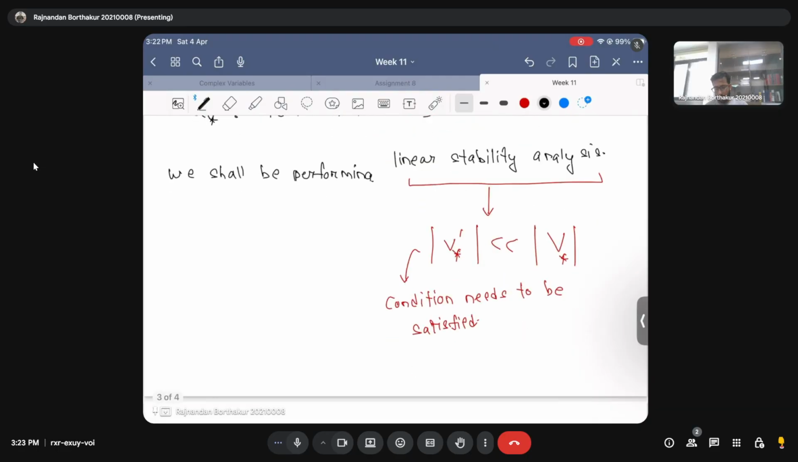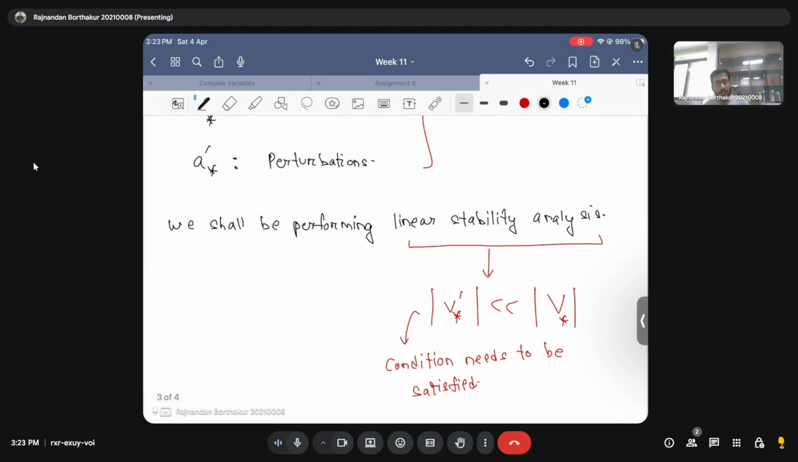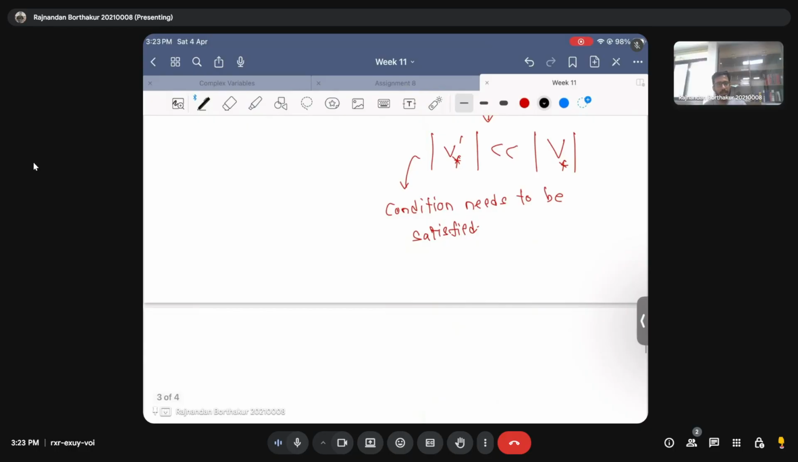Okay, so two things we have learned. First is the notation, that given a base flow, how we'll denote the base variable, the total variable, and the perturbations. And the second thing is that we will be performing linear stability analysis, which in principle means that the magnitude of the perturbed variable will be less than the magnitude of the base variable. Okay. So let's formally start the problem.